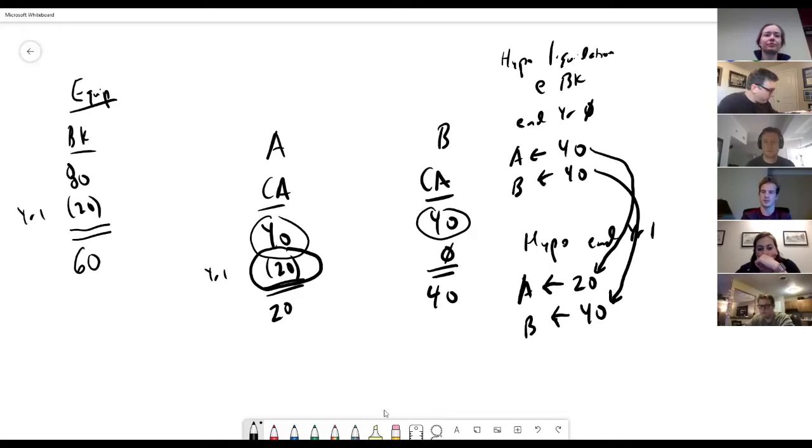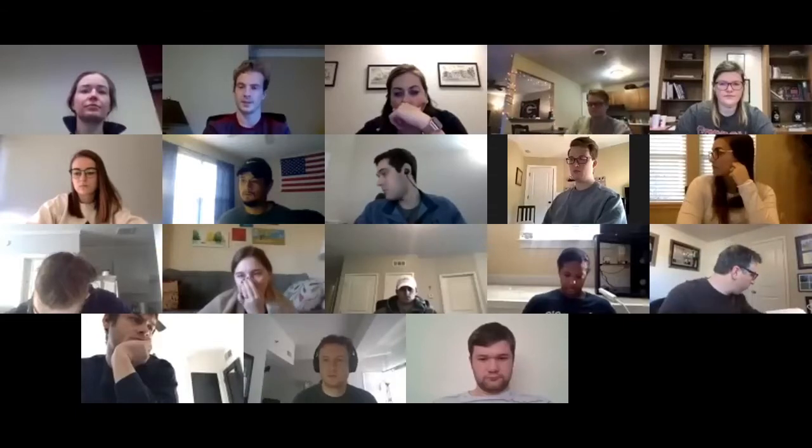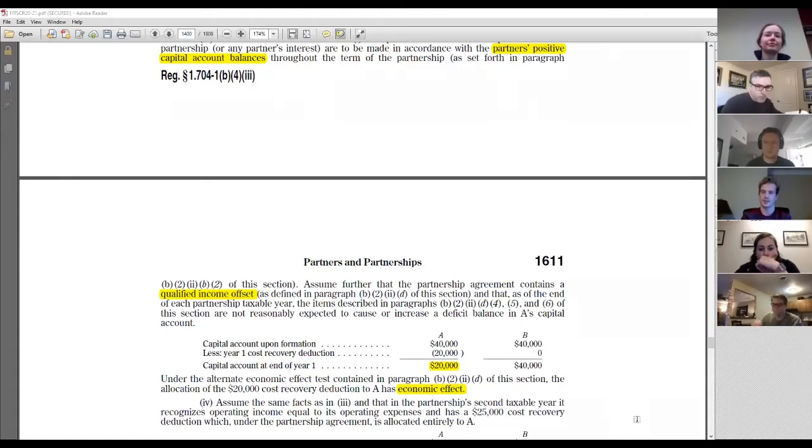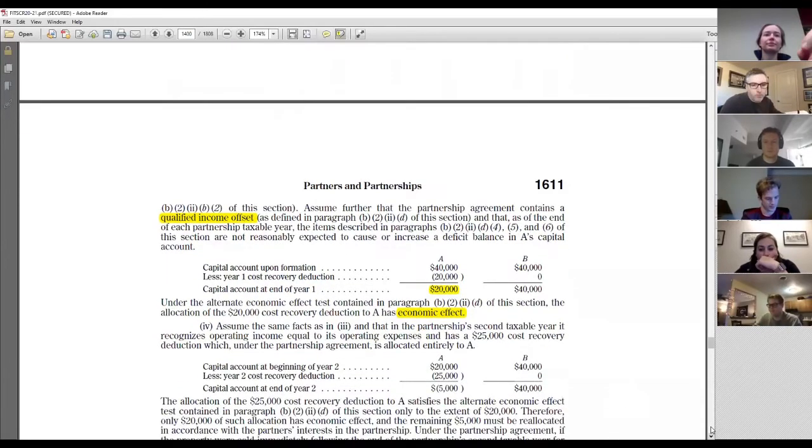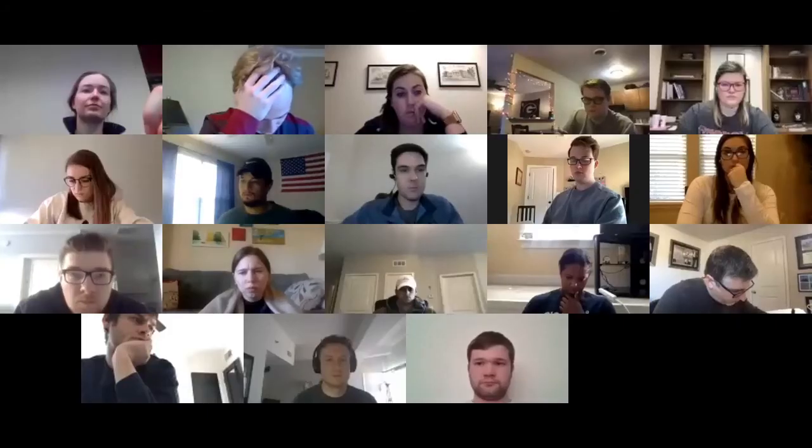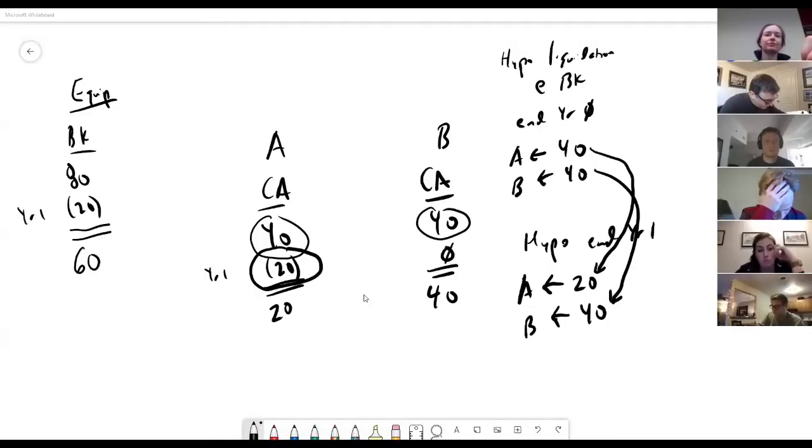Okay, let's go back to the examples. Let's look at the next one. Change one fact. Same facts as in 3, except now the depreciation is $25,000. But what happens now? So we change this. I'll just clean this up.